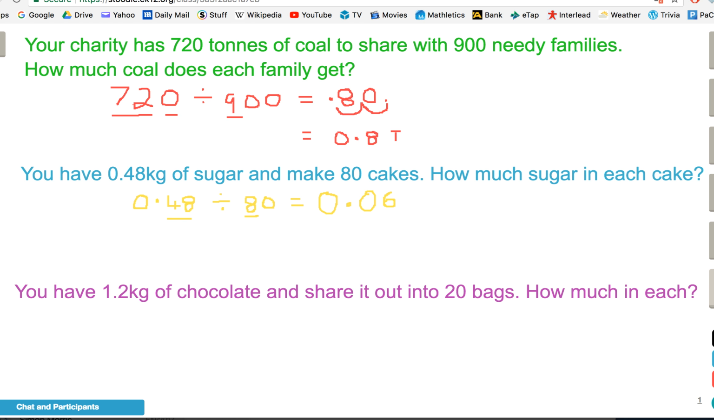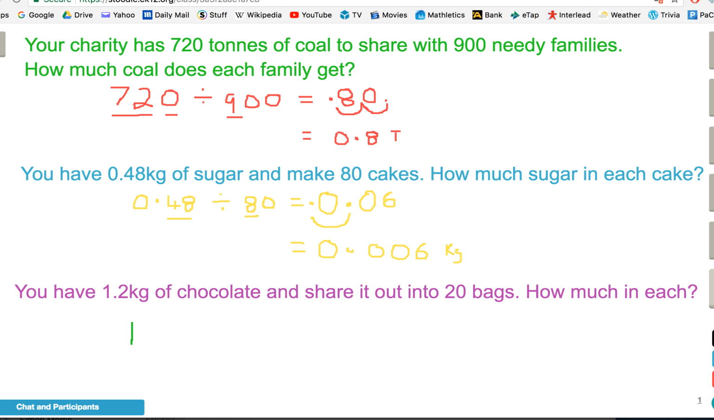But again, we've got to use our opposite extension ladder here and move that decimal point 1 more place to the left because of this 0. We weren't dividing by 8. We were supposed to divide by 80. So that decimal point needs to move 1 more place along to the left. So it goes in there. So our answer of how much kgs of sugar is in each cake is 0.006 kgs, or 6 thousandths of a kg.